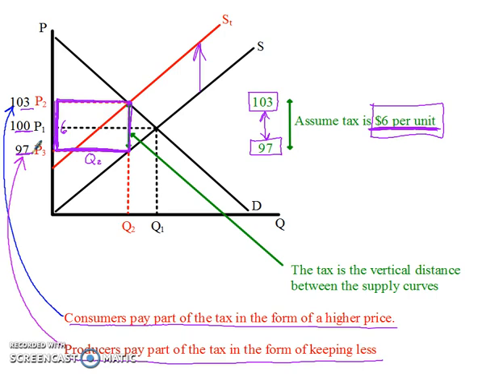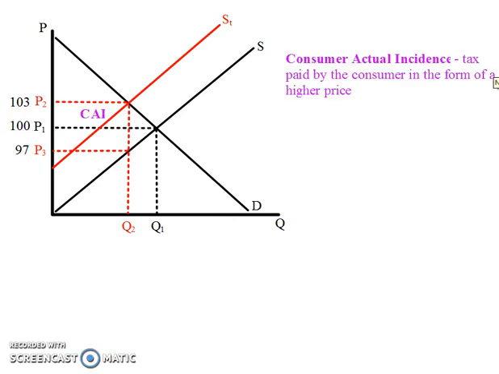But we now want to push farther with that idea, because we want to identify specific areas on the graph. The first area that we can define on the graph is the consumer actual incidence. The consumer actual incidence is the amount of the tax paid by the consumer in the form of a higher price. We want to identify that full area on the graph, which is going to be right here. That's going to be the consumer actual incidence.